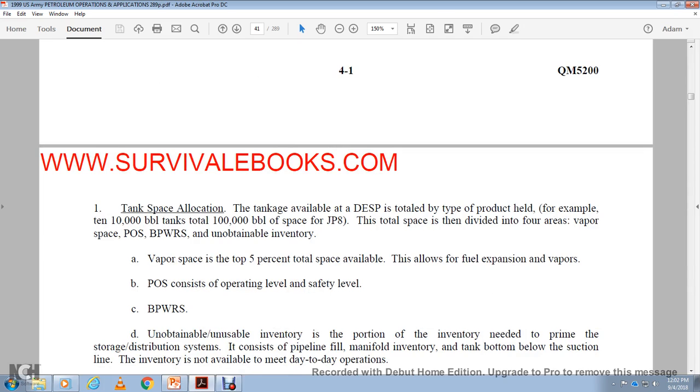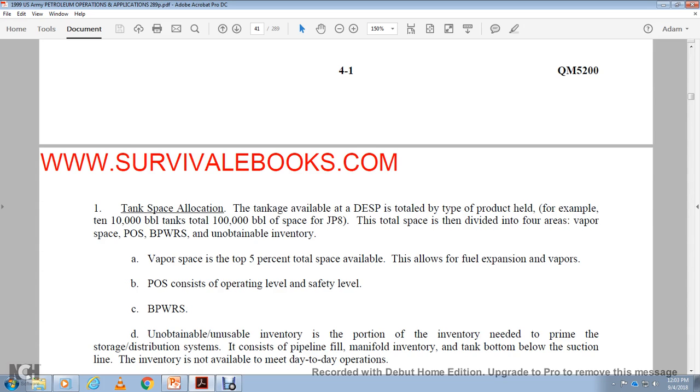The tank balance, tank space allocation, and the tank available for the DESP are totaled by type of product held. For example, a 10,000 barrel tank, or 100,000 barrels of space for JP-8, is divided into four space areas. There is vapor space for the POS and the PBWRS, unattainable inventory, and vapor space at the top, 9% of the total space available. There's a lot of fuel expansion vapor.